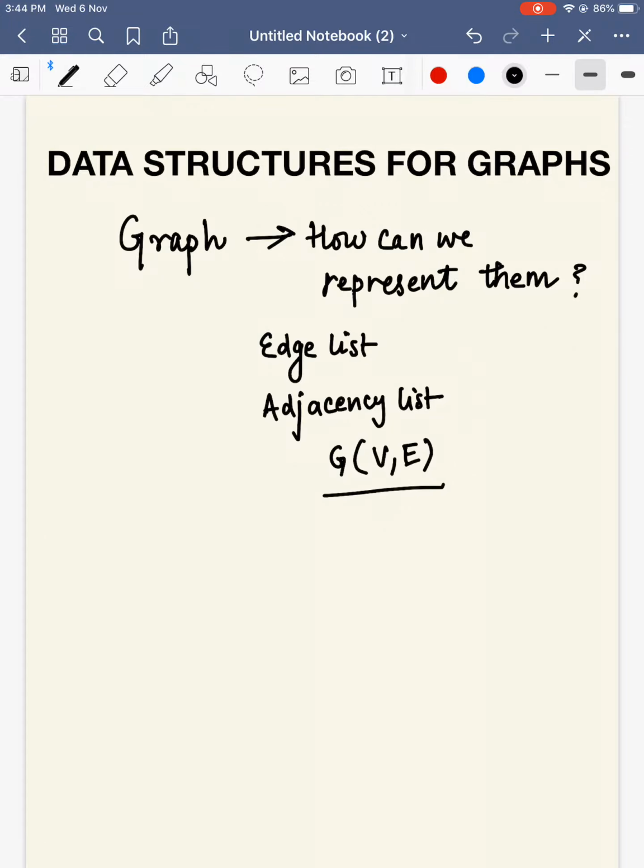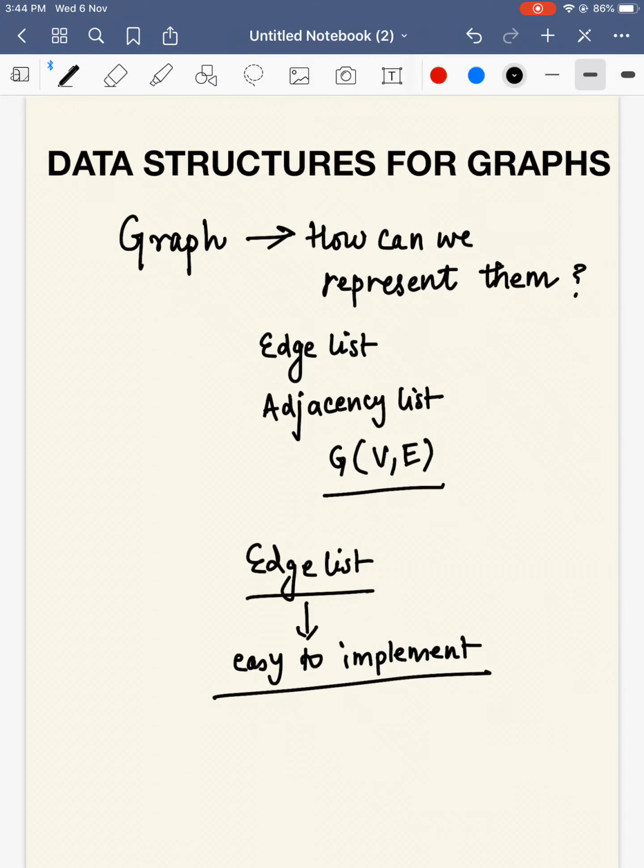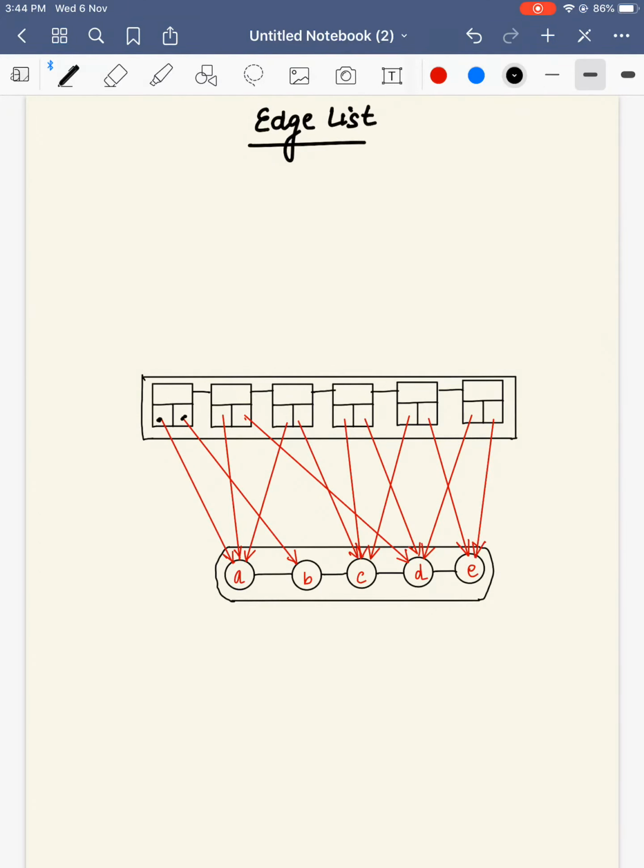To start with, we store the vertices and the edges into two containers, and each edge object has references to the vertices it connects. So a very simple data structure to start with would be an edge list. An edge list is quite easy to implement. It simply stores the vertices and the edges into two unsorted sequences.